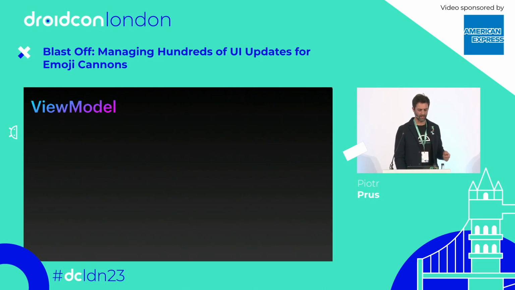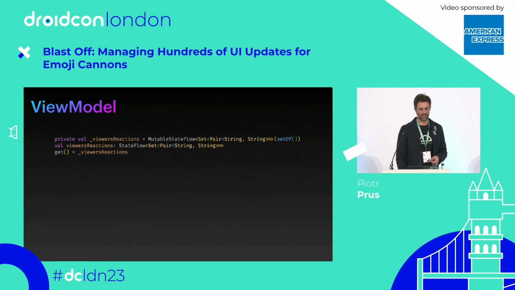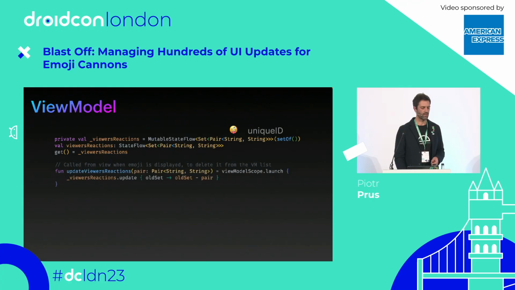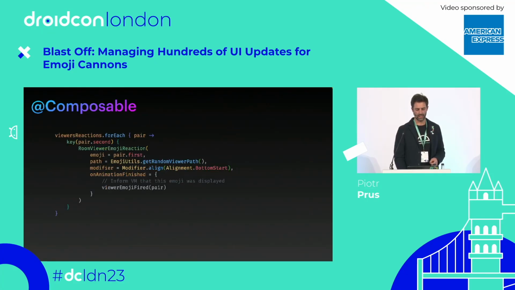And just quickly, how we are doing that in the ViewModel, there's no magic there. We have the mutable state flow, and we have a set of pairs here. One is the Unicode of the emoji, and the second one is the unique UID to use in the key utility function. Then we have the update viewers reactions, where we are deleting every pair when the animation ended. And in the composable, we are calling the viewers reactions, which is our list of emojis. And with this key utility function, we are displaying each emoji.